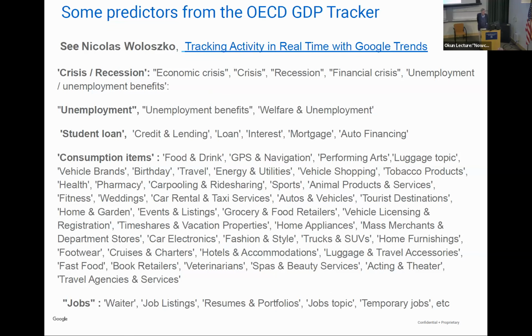And so here are the predictors from the OECD tracker. It's not all the predictors because I didn't have enough room to put them all on the page, but roughly speaking, it's kind of the right thing. And so they fall into three categories, and those are human generated. There's issues involving economic crisis, recession, unemployment, sort of the standard economic terms. The unemployment, I already mentioned that. Student loans, that was a big deal, still a big deal, on whether you have enough money to buy a car. And then all sorts of consumption, travel, birthdays, carpooling, all of those are potential predictors.